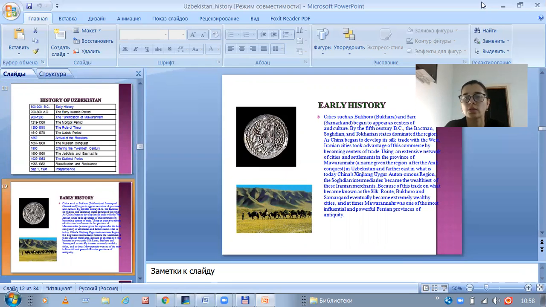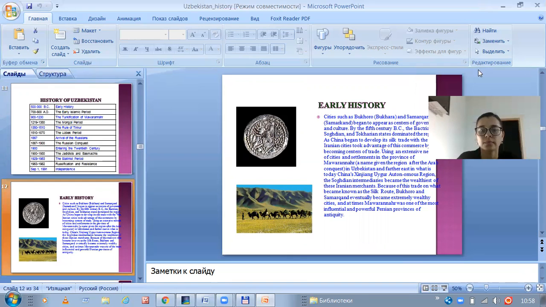Early history of Uzbekistan. Cities such as Bukhara and Samarkand began to appear as centers of government and culture by the 5th century BC. Bactrian, Sogdian, and Tokharian states dominated the region as China began to develop its silk trade with the West. Iranian cities took advantage of this commerce by becoming centers of trade, using an extensive network of cities and settlements in the province of Mawarannahr.